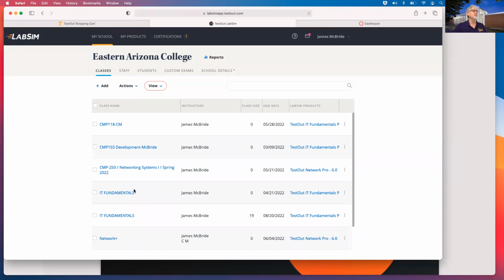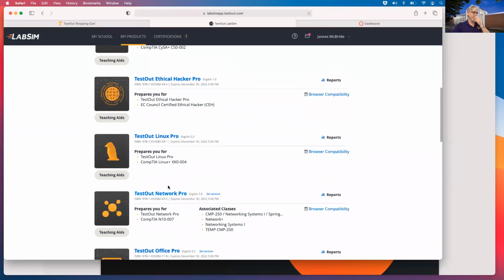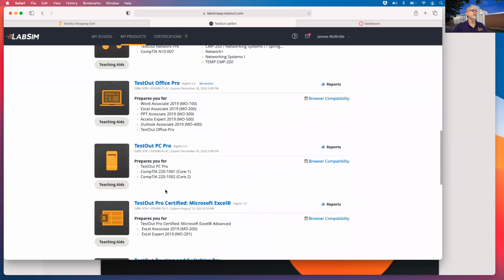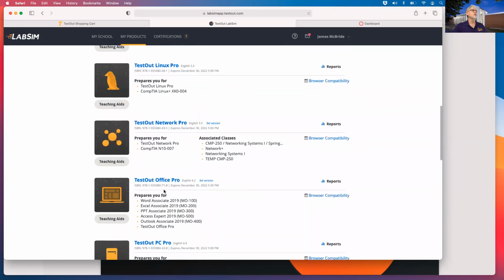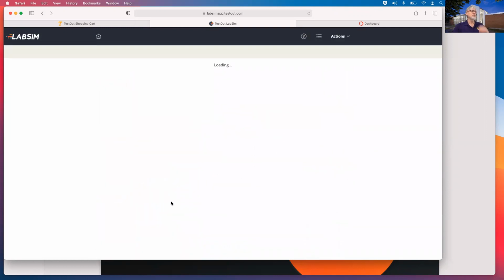So, you have your different classes listed, but there's the course that currently no one's enrolled in. But Network Systems 1, Spring 2022, right? So I'm going to go to my products, and I'm going to go to IT Fundamentals. This is all the different stuff I get through them. Make sure that's, see, this is the 5.0. I need to get the 6.0, but we'll just jump into the 5.0 for now. Yeah, that's where the class is listed under, so we're good.